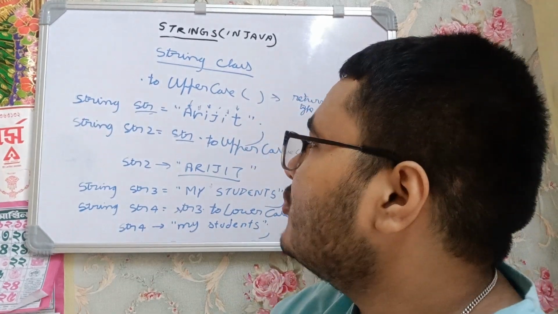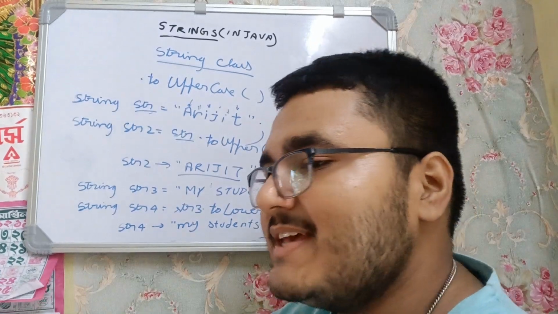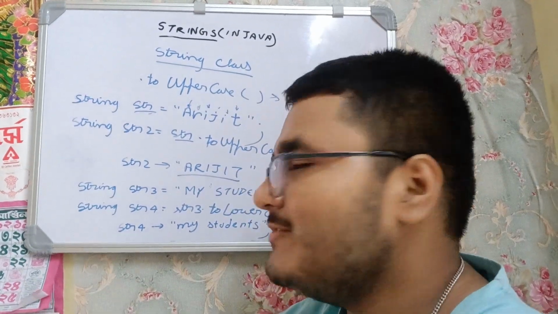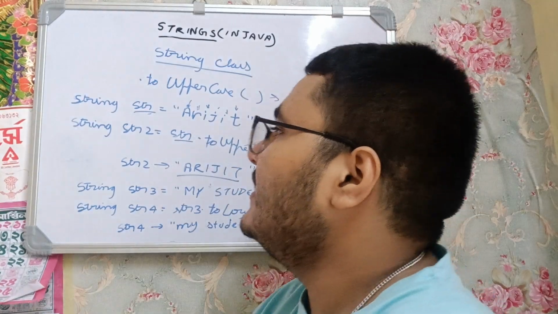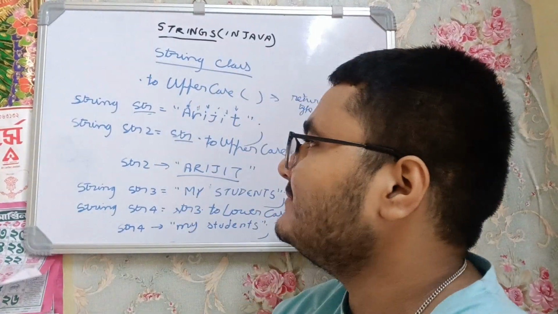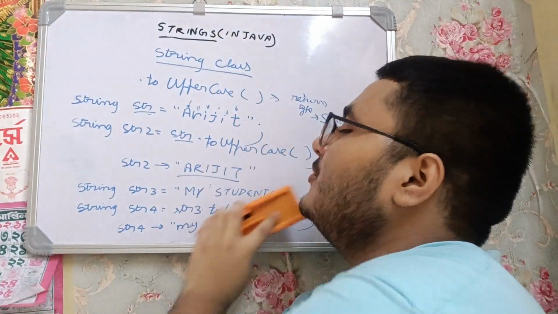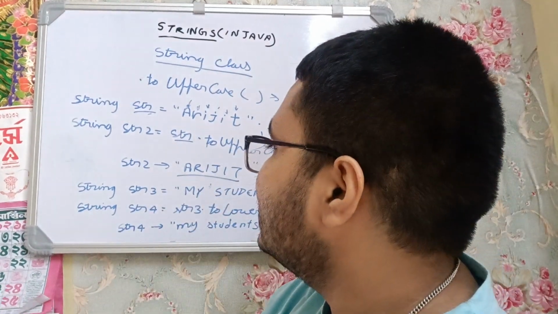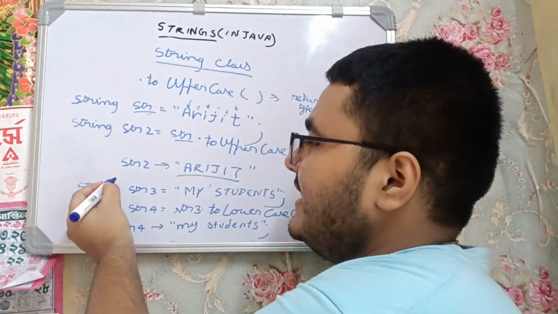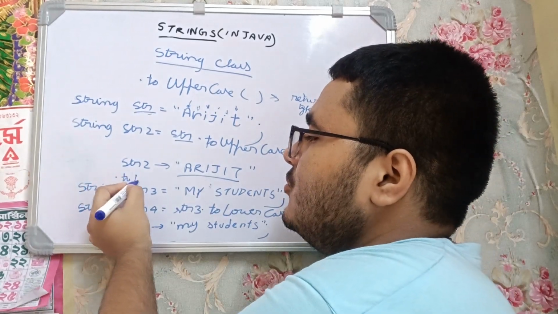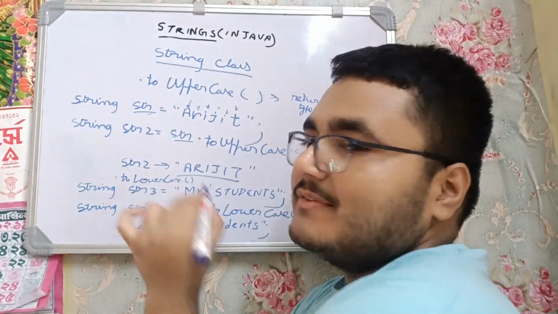That was all about toUpperCase and toLowerCase. As simple as that. You can use it as it is. Then what we had? We had indexOf. So toUpperCase and toLowerCase, I think it is clear to you.